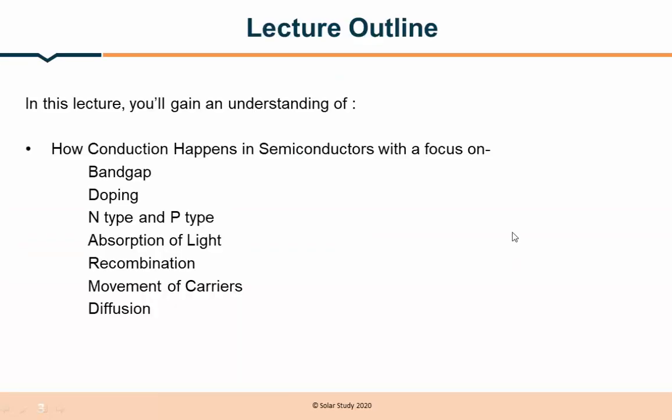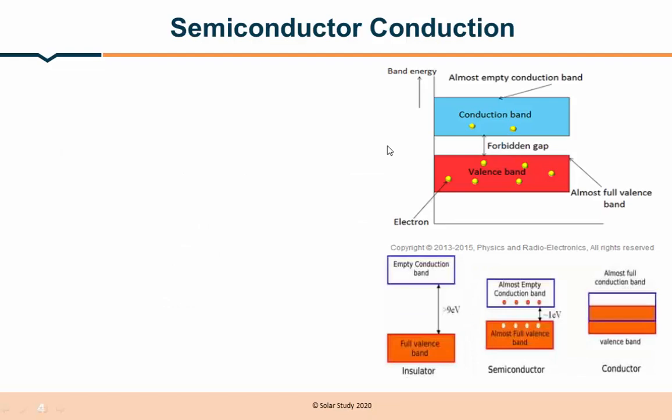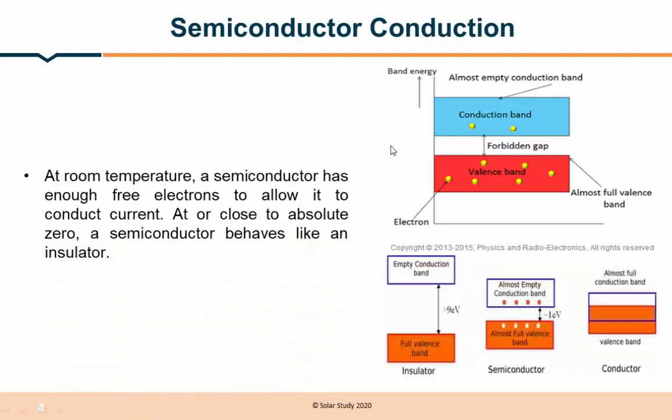So, the course outline of this lecture is how conduction happens in the semiconductor material. What will it include? First, the band gap of the semiconductor, doping, n-type and p-type material, how light is absorbed by the electrons, how recombination of holes and electrons takes place, how carriers move inside the semiconductor, and what diffusion is. All that you will see in this lecture. Semiconductor conduction. Let's see.